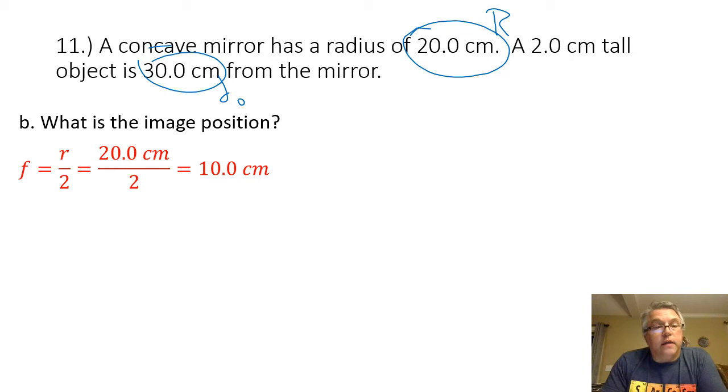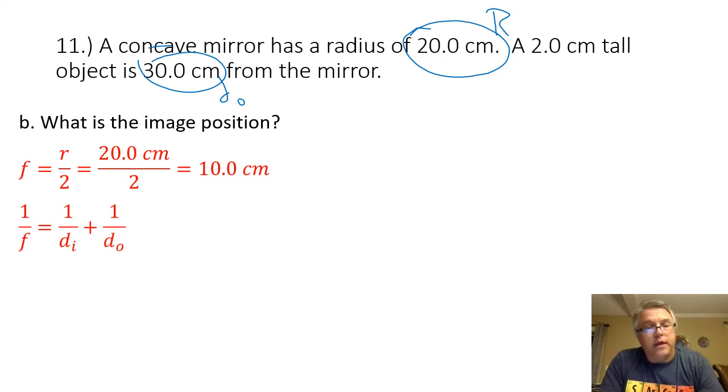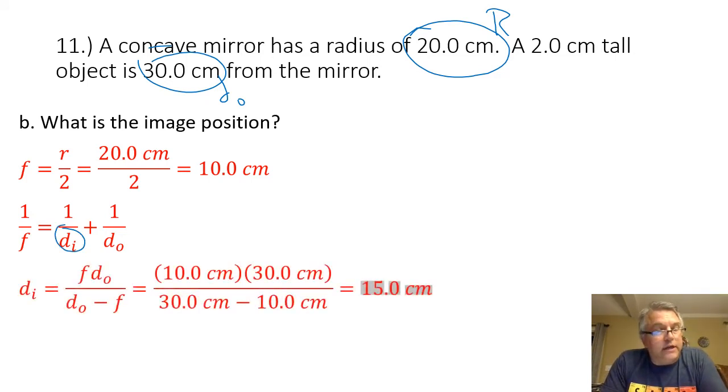To find the image distance, I know I need to use my mirror equation. And when I take my mirror equation and solve it for the image distance, I'm going to get the image distance equals the focal length times the object distance divided by the object distance minus the focal length. Now I can plug my values for the focal length and the object distance into that equation. And when I do that math out, I'm going to get an image distance of 15 centimeters.